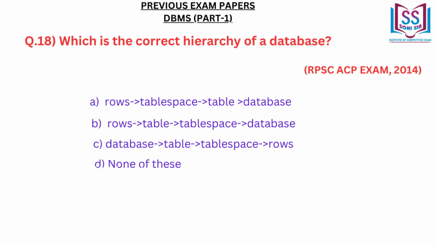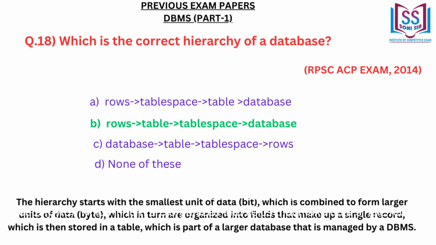Which is the correct hierarchy of a database? A. Rows, table space, table, database. B. Rows, table, table space, database. C. Database, table, table space, rows. D. None of these. Correct answer B. Rows, table, table space, database.